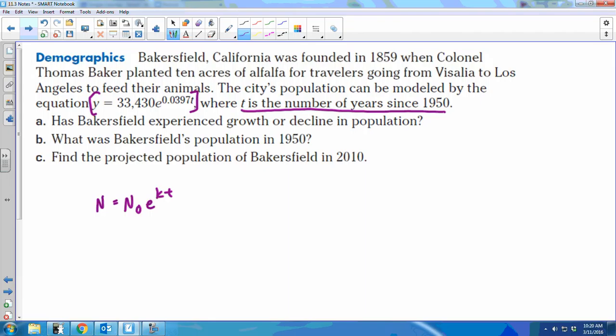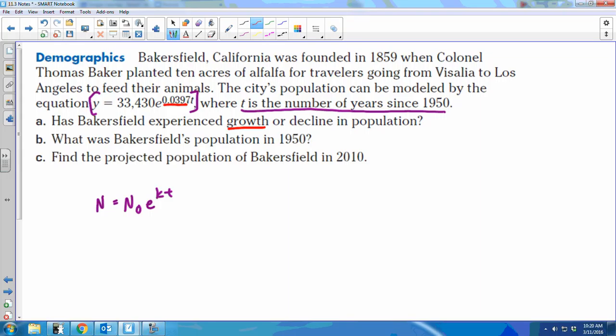Okay? So part A says, has Bakersfield experienced growth or decline in population? We don't necessarily have a rate here. We have k that's some constant, but the same thing applies from Learning Target 5. If your constant is positive, you're looking at growth. If your constant is negative, you're looking at decline. So are we looking at growth or decline? Growth, because our constant is positive. Questions about that?